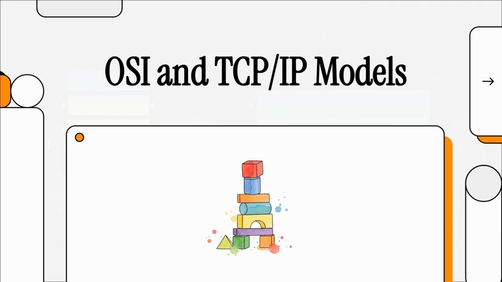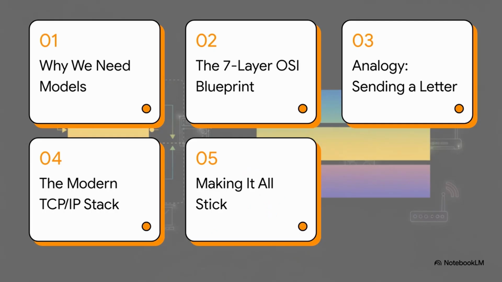Today, we're going to crack the code on two of the most fundamental frameworks out there, the OSI and TCP/IP models. We're going to start with the big question. Why do we even need these models to begin with? Then, we'll walk through that classic 7-layer OSI blueprint using a really simple analogy to make it all click. After that, we'll look at the modern TCP/IP stack that basically runs everything. And finally, I'll give you a super handy trick to make sure it all sticks in your brain.